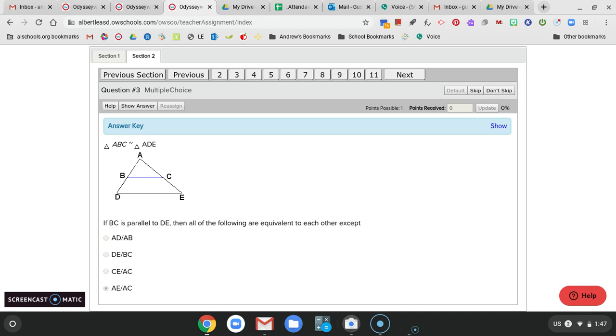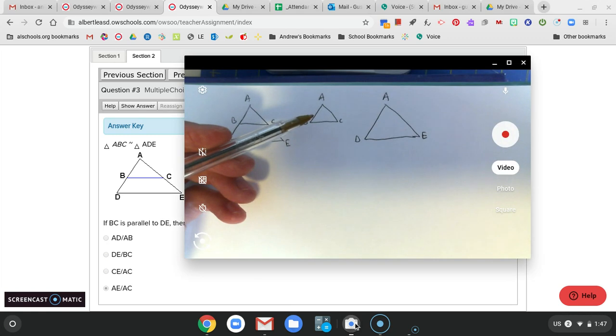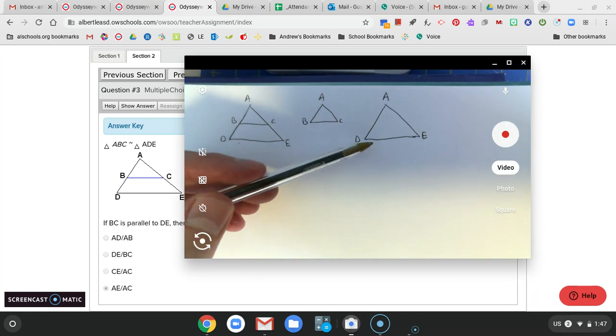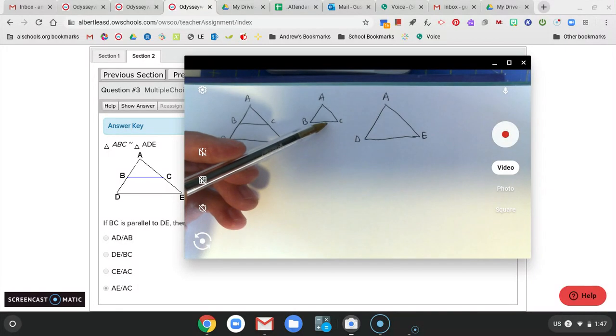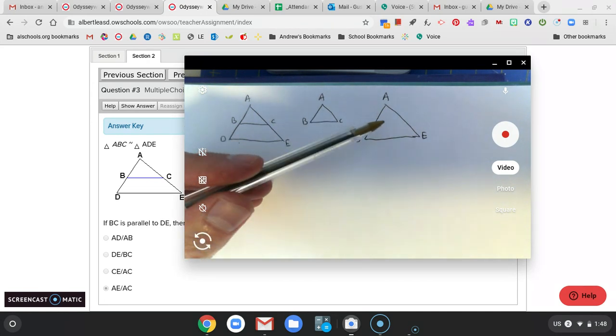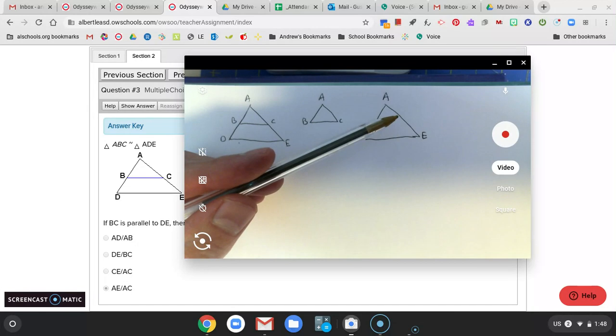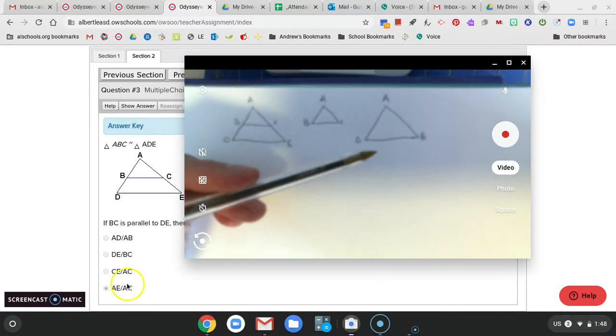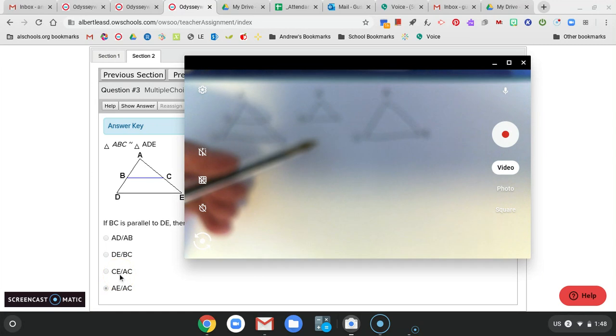On that same way of thinking, DE and BC also correspond. They match up. On the bottom of your options, AE and AC also match up. AC is right here, AE right there. They match, they're corresponding. The ones that don't are CE and AC.